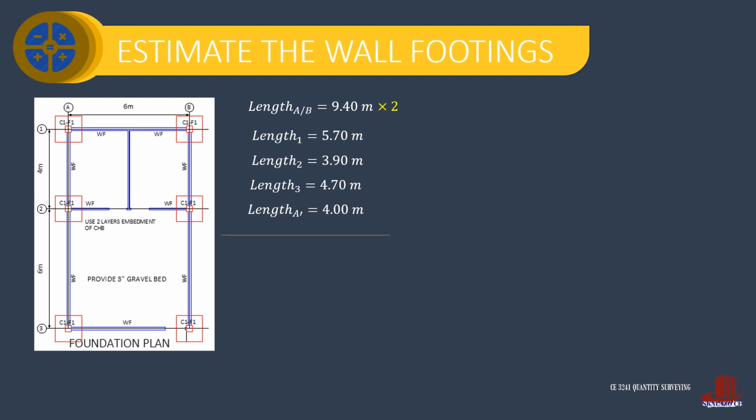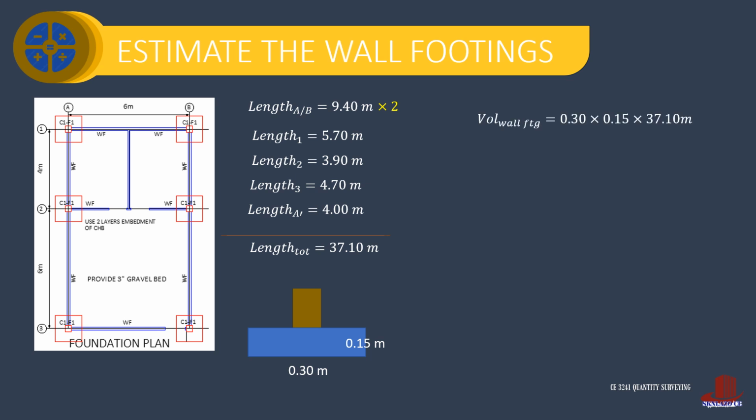Take the summation of the lengths, not forgetting that grids A and B are similar. The total turns out to be 37.1 meters. A standard cross-section of wall footing shows a width of 0.3 and thickness of 0.15. So the volume of wall footing is then 0.3 by 0.15 by the length of 37.1, giving 1.6695 cubic meters.